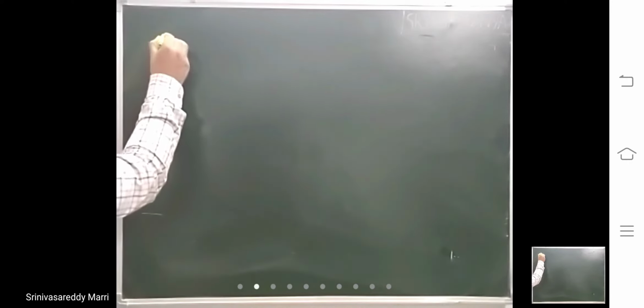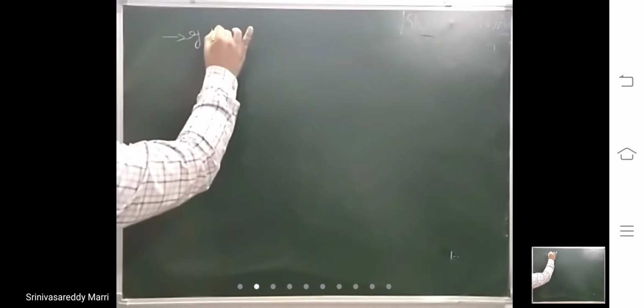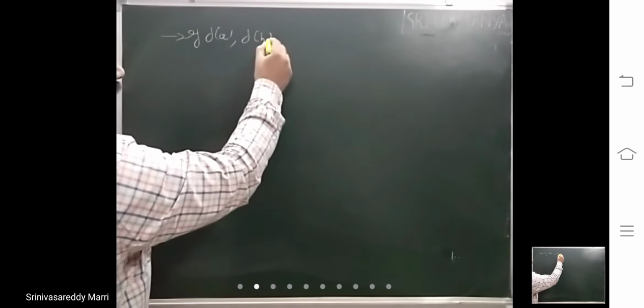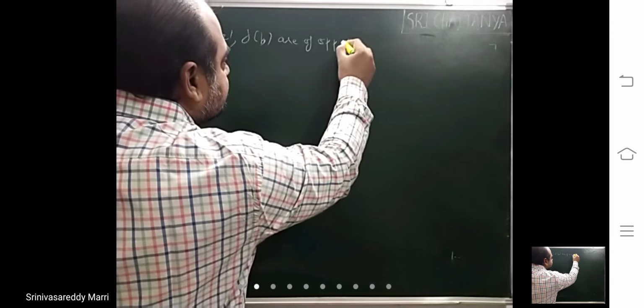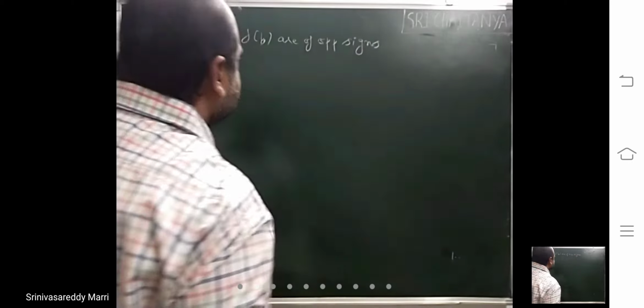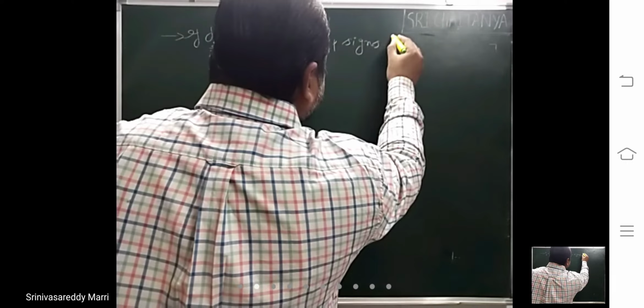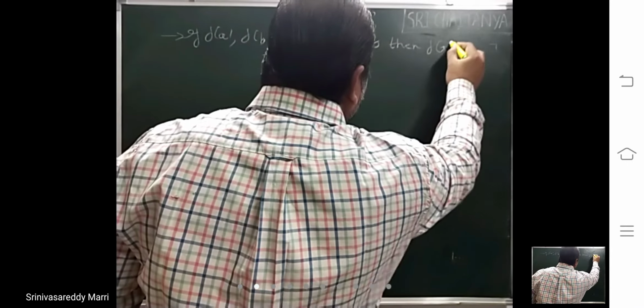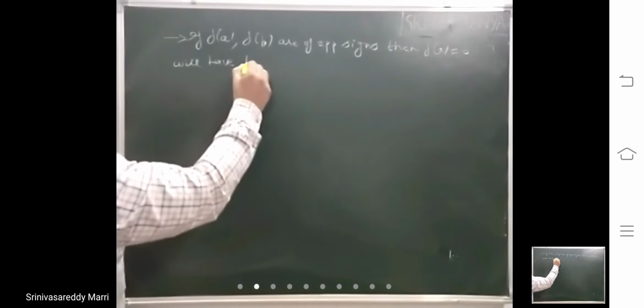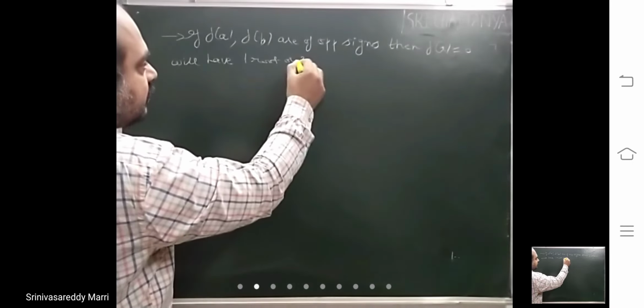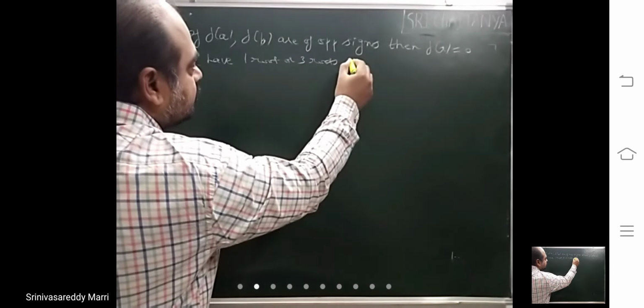Look, in general, if f of a and f of b are of opposite signs, then f of x equal to 0 will have one root, or three roots, or an odd number of roots.